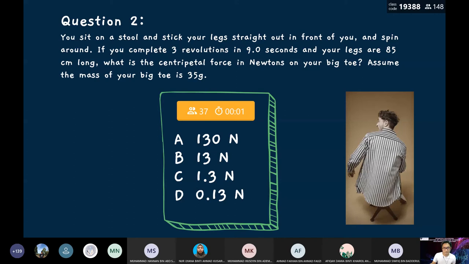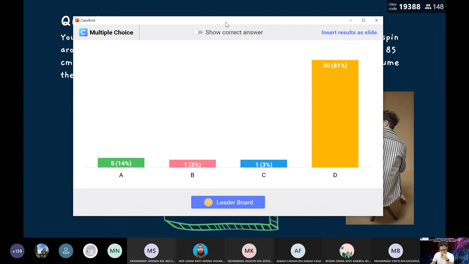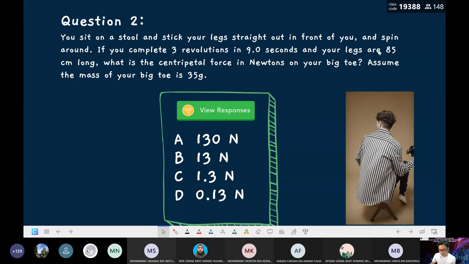Okay, so ramai yang jawab D. I think the correct answer is D. And ada yang jawab B, C seorang. A pun ada. So saya rasa maybe dia tak tukar the unit of the big toe ni kepada kg, atau maybe dia tak tukar 85 cm kepada meter. Okay, let me open my blackboard to show you the solutions.